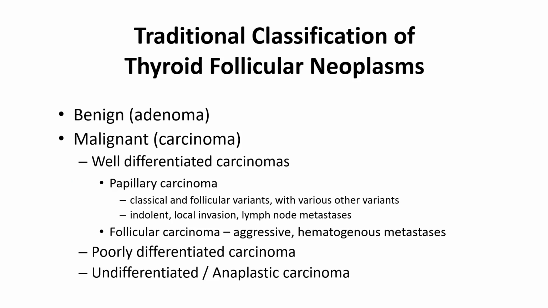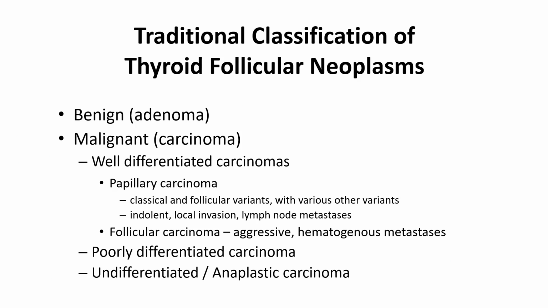So I just want to go over the history of our understanding of thyroid neoplasia and why we're all so confused. If you go back to the 1950s and 60s, thyroid pathology was really easy. There were benign and malignant tumors. They were called adenomas and carcinomas. And carcinomas were well differentiated when they were classified as either papillary or follicular. And that was almost entirely based on architecture.